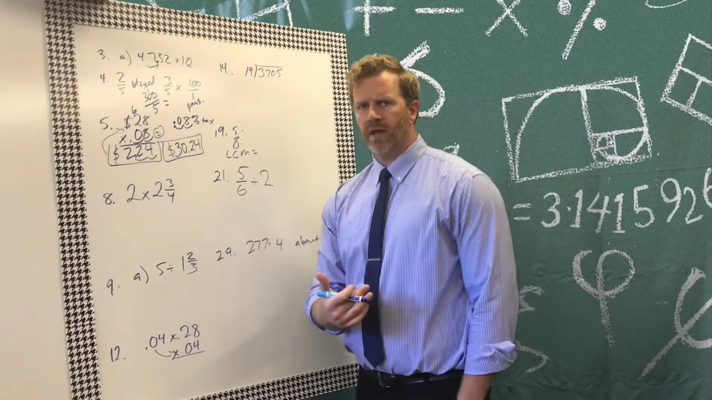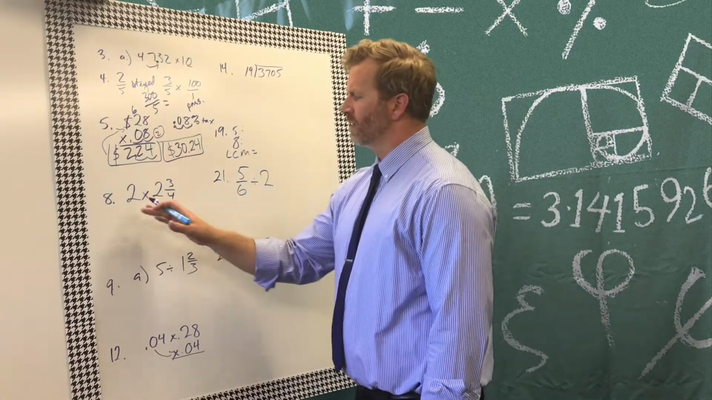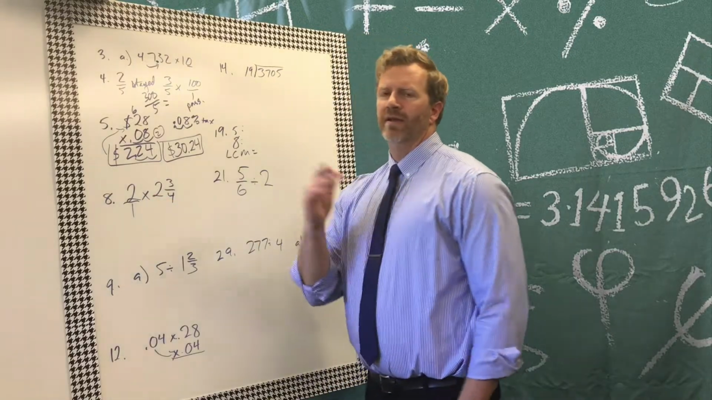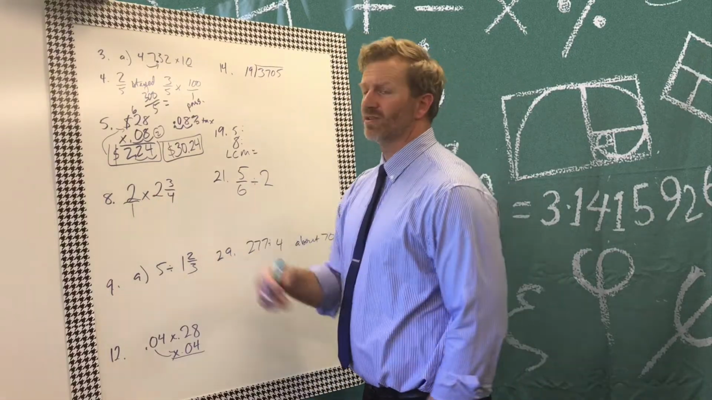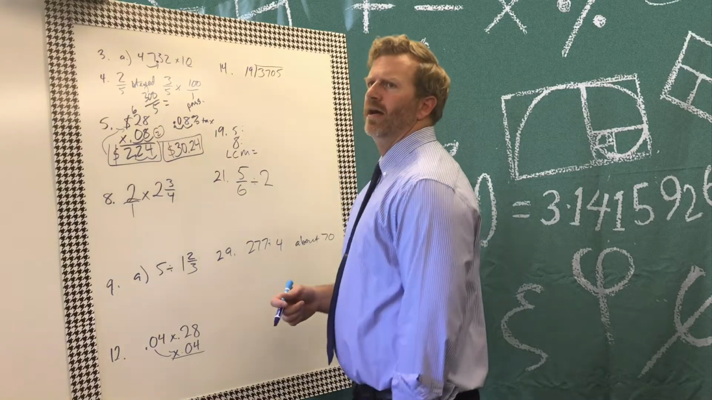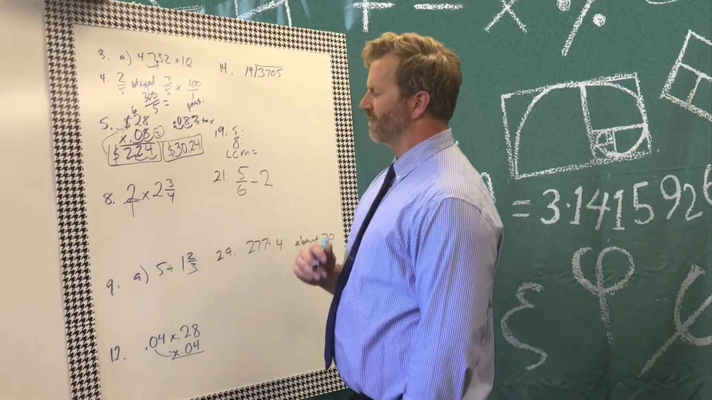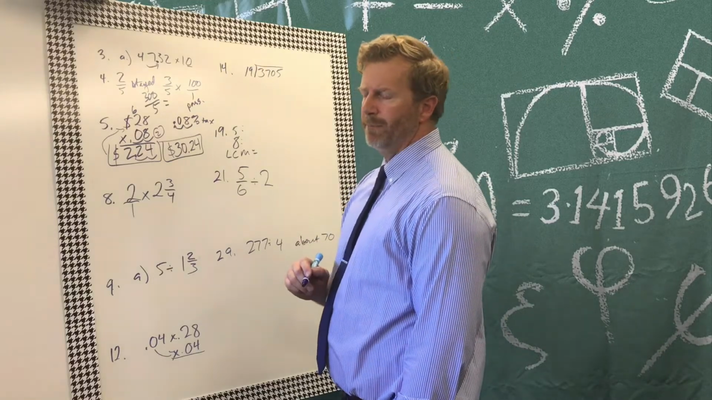Cool, on to number 8. Skip down to number 8. We're going to multiply 2 times 2 3/4. We're going to make 2 a fraction to start with. Now let's turn this 2 3/4 into an improper fraction. Now I'm going to go over to Shane. Shane, help me out here, bud. If I'm going to make this an improper fraction, step 1, what do I need to do to it?